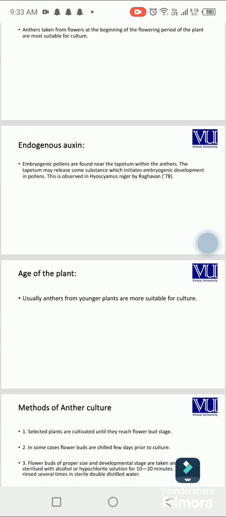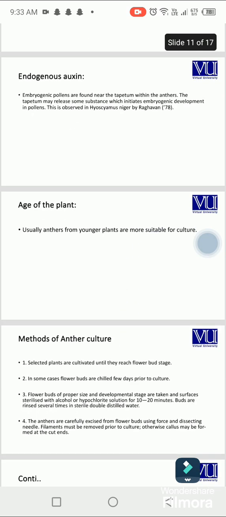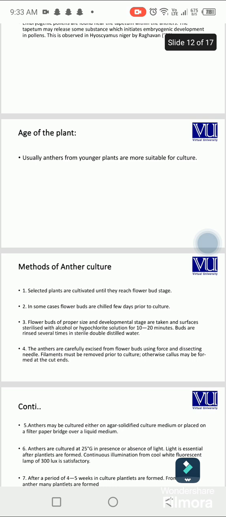Endogenous auxin. Embryogenic pollens are found near the tapetum within the anthers. The tapetum may release some substance which initiates embryogenic development in pollens. This is observed in Hyoscyamus niger by Raghavan. Age of the plant: usually anthers from younger plants are more suitable for culture.